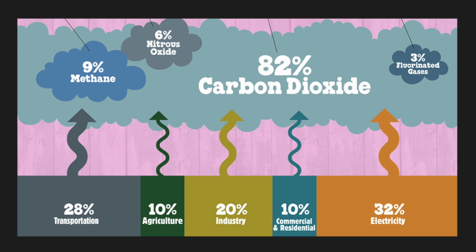Carbon dioxide is an important component of the atmosphere, which is released through the process of respiration, volcanic eruptions, and human activities such as the burning of fossil fuels. As you can see in the image displayed, carbon dioxide makes up 82% of the amount of greenhouse gases. The increase of carbon dioxide has many effects on global warming.